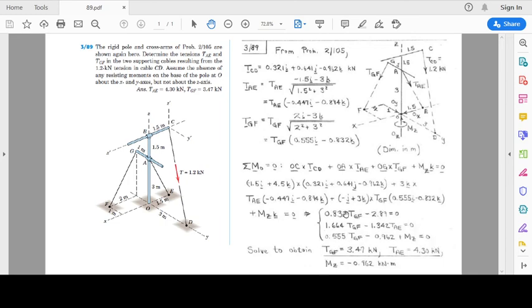So from the first equation we get the value of TGF, which comes out to be 3.47 kN. From the second equation we get the value of TAE, which comes out to be 4.3 kN, and from the third equation we can find the value of Mz if required. So Mz comes out to be minus 0.962 kN.